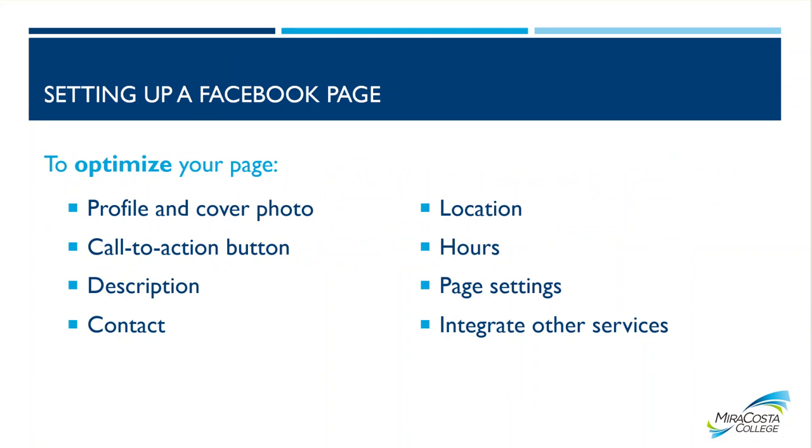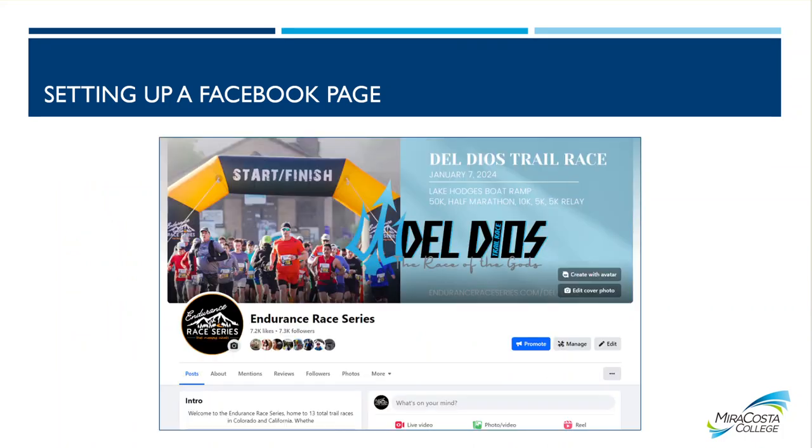So how to set up a Facebook page? You want to optimize your page first, which when we say optimize, we mean profile and cover photo, a call to action button, description, contact information, your location, hours are very helpful, page settings, and integrating other services. I always tell people as well, if you are a brick and mortar location, make sure your location and hours, if those change, make sure you update them on your Facebook page because people really rely on that information on their pages.